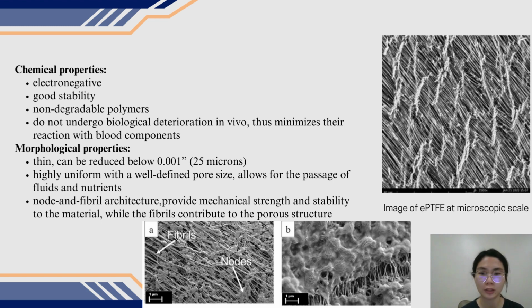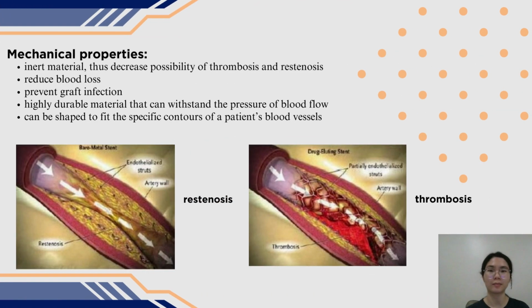Besides that, in morphological properties, it is thin and highly uniform with a well-defined pore size to allow the passage of fluids and nutrients, and the knot and fibril architectures provide mechanical strength and stability to the material, while the fibrils contribute to the porous structure. Lastly, for the mechanical properties, it is an inert material and thus decreases the possibility of thrombosis and restenosis. It can reduce blood loss, prevent graft infections, is a highly durable material that can withstand the pressure of blood flow, and it can be shaped to fit the specific contours of the patient's blood vessels.